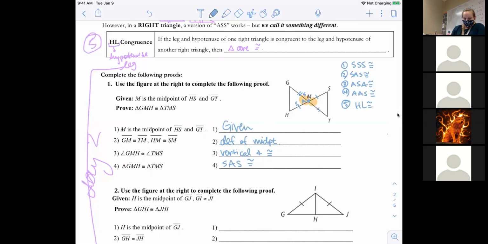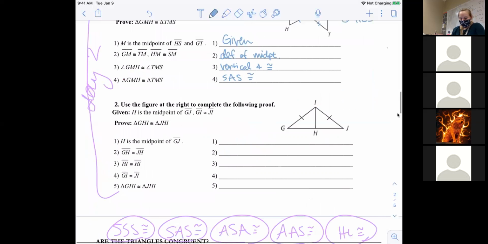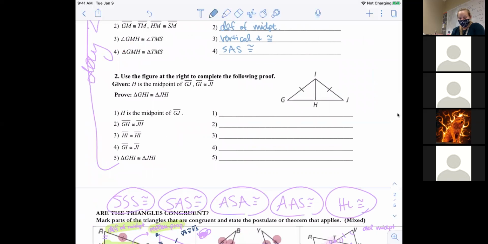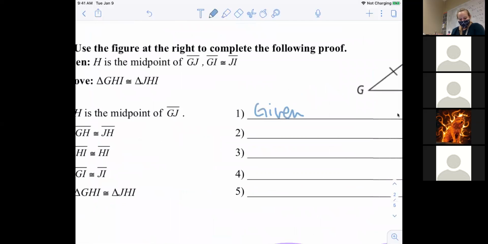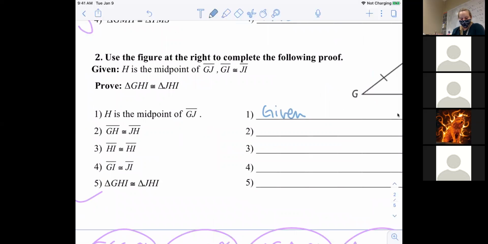Okay. Number 2 says use the figure to the right to complete the proof. Given H is the midpoint of GJ, GI is congruent to JI. Okay. What's my first thing? Given. Very good. We should always get those points. Then it says GH is congruent to JH. Let's go over here and write that.